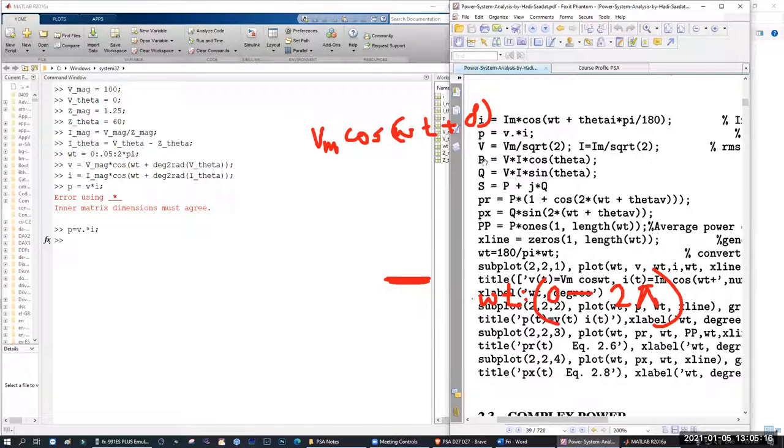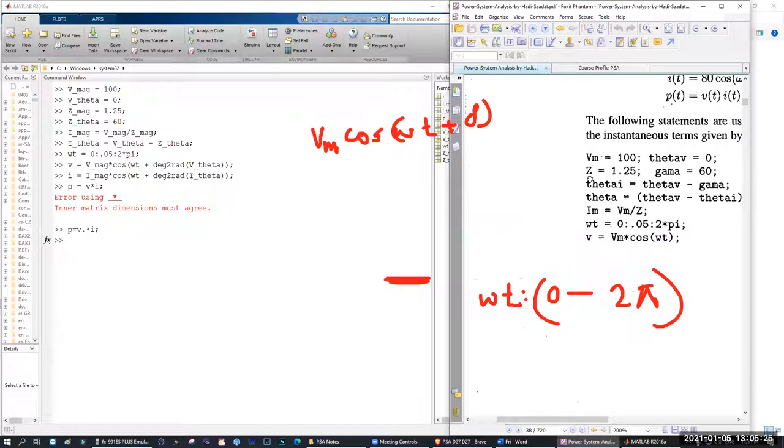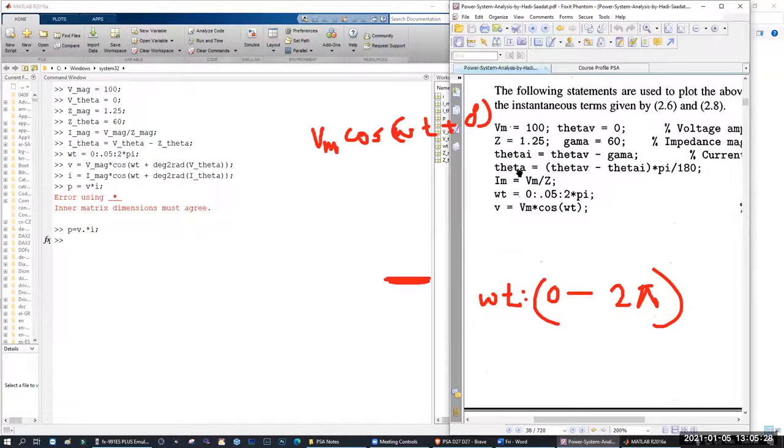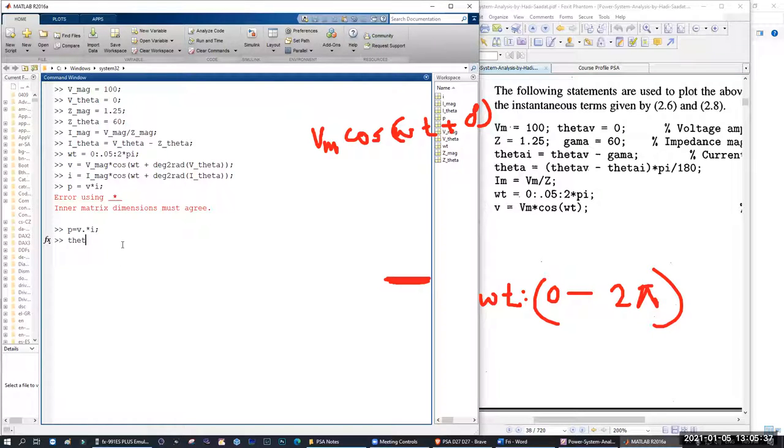Okay, how to find out the real? Real power is what? VI cos theta. And this is VI sin theta, right? What is theta? Yes, sir. Theta is the V angle minus I angle, right? Theta is equal to V theta minus I theta. Okay? Again, it is in degree, remember. So your capital P will be what?